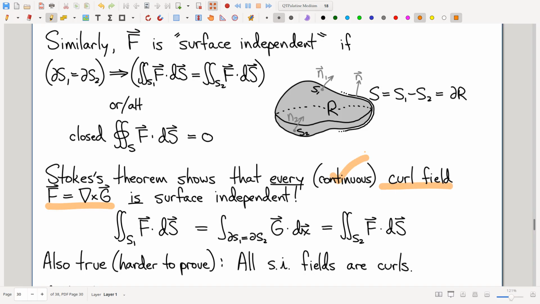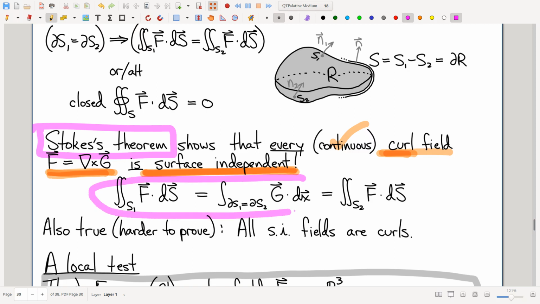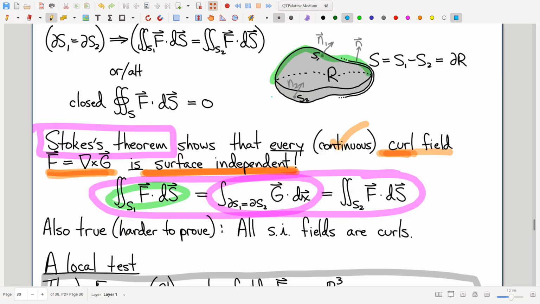Well, you've got regularity issues. It's got to be continuous. Not our problem. But every curl field, like so, is surface independent. And it's, again, a pretty easy observation from the following application of Stokes' theorem. So I apply Stokes' theorem here twice. The flux through the first surface, let's see, let me try to be consistent. The flux through the second surface.